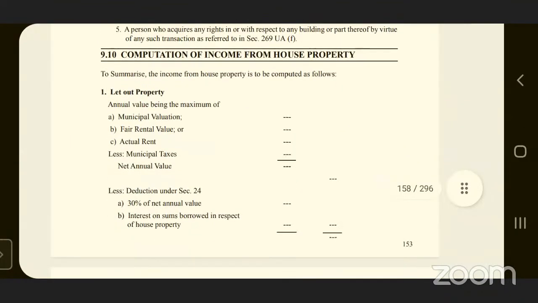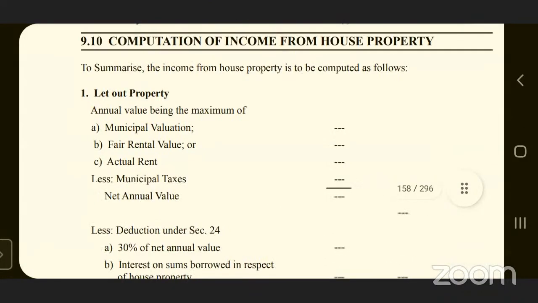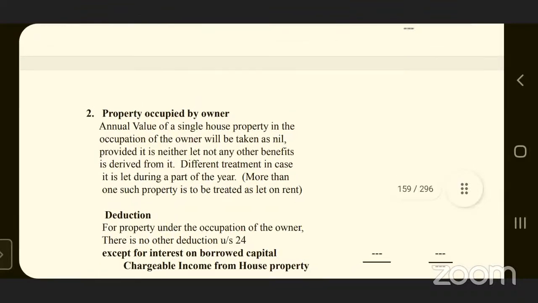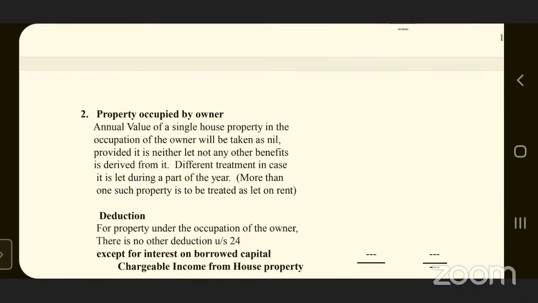Next one is under the situation of let out property. Sometimes they will be asking to compute the gross annual value or else income from house property. Even if an assessee is having two houses, one for let out purpose and one for his own purpose, that is called self-occupied.